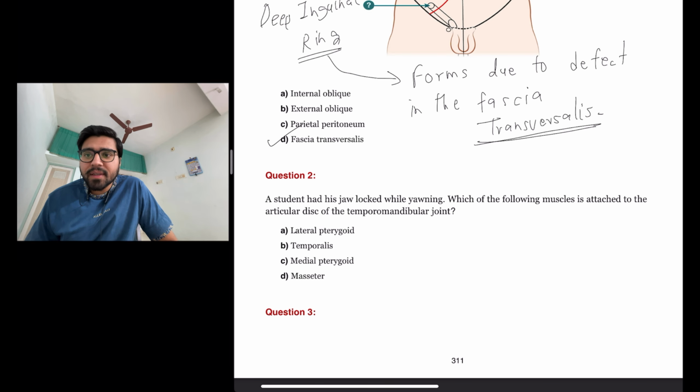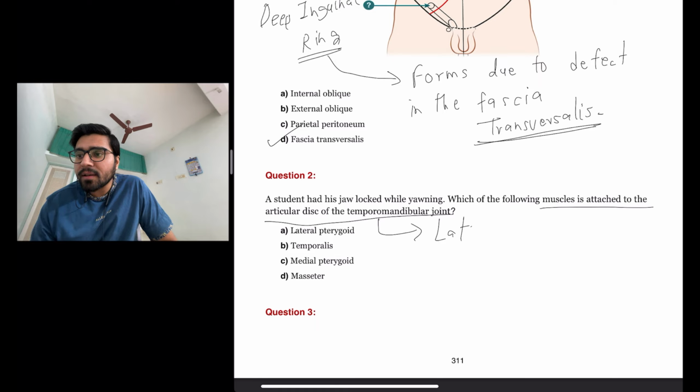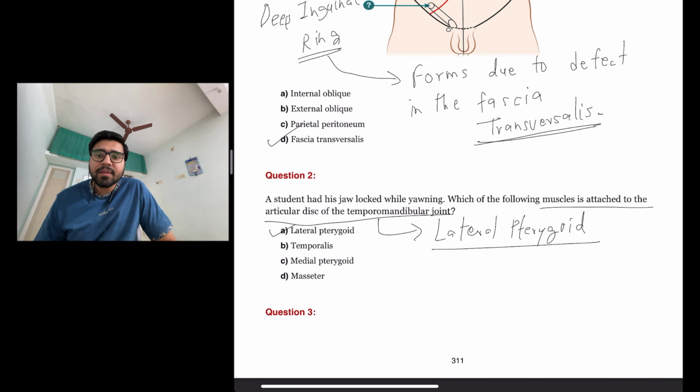The next question is: a student had his jaw locked when yawning. Which of the muscles is attached to the articular disc of the temporomandibular joint? The muscle attached to the articular disc of temporomandibular joint is lateral pterygoid. So the answer here is A, lateral pterygoid.